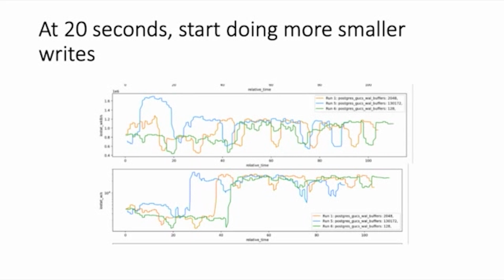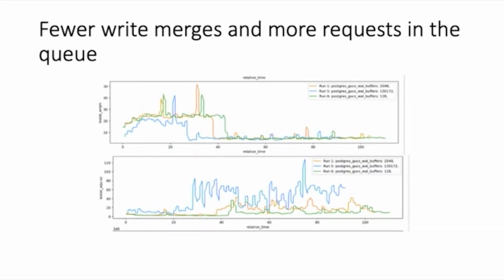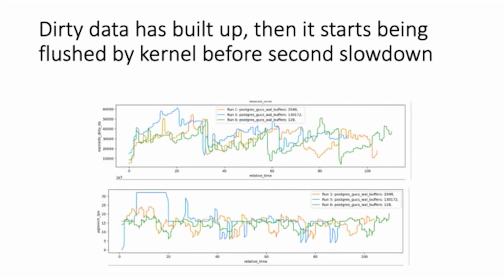So that dip is like we have fewer writes, and the writes are, we start doing more writes, but they're smaller writes. And this is from iostat, it's the write requests merged. And so that craters, we have way fewer write requests being merged. And because we have more requests, the average queue size goes up. There's more things in the queue. And so dirty data has built up, and then it starts being flushed by the kernel.